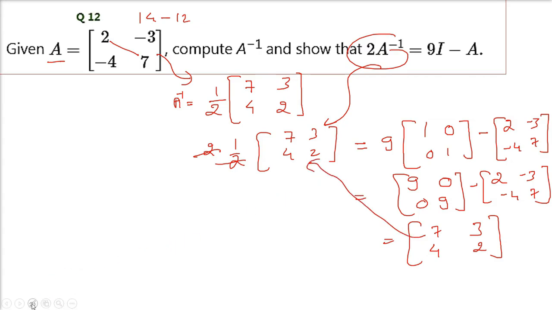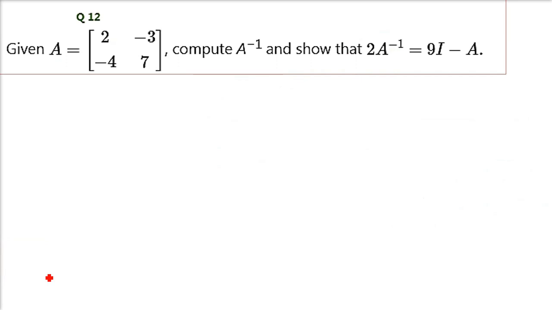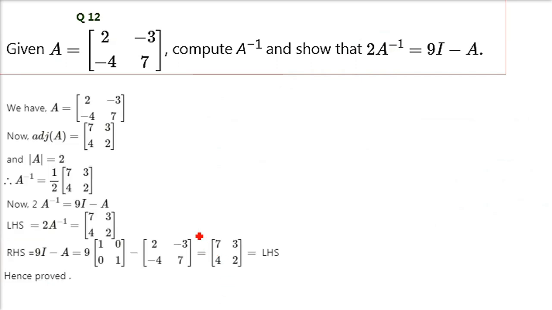So this is just an explanation and the logic of how we have to do it, but this is how you have to do it in your examination. These are the steps you have to write now. LHS equals RHS, hence proved, all you have to write.